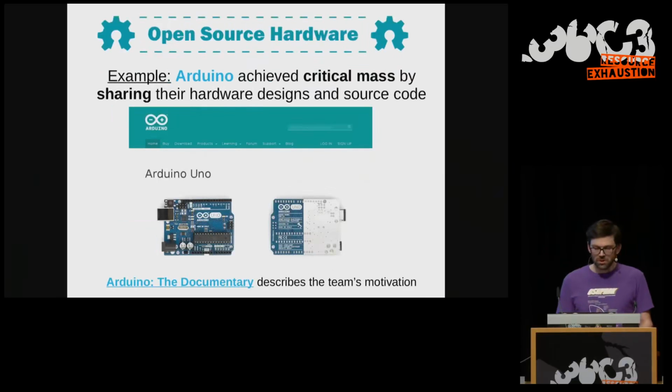So how many people have heard of Arduino? Okay, a good number of people in the room. Arduino was a microcontroller board that was created at a small school in Italy over 10 years ago. And it became super popular because it was good enough at the time to do a lot of different interactive electronics projects. They shared the hardware design and the code on the internet, and it just kind of achieved critical mass. A lot of people took it and modified it for different projects, different use cases.